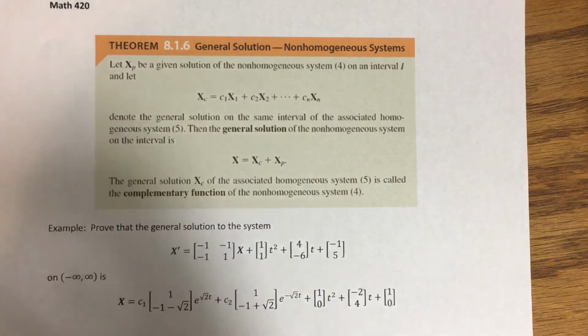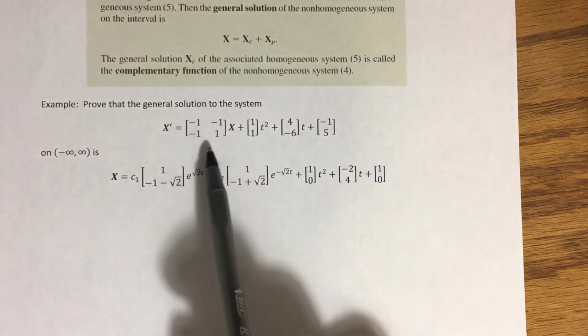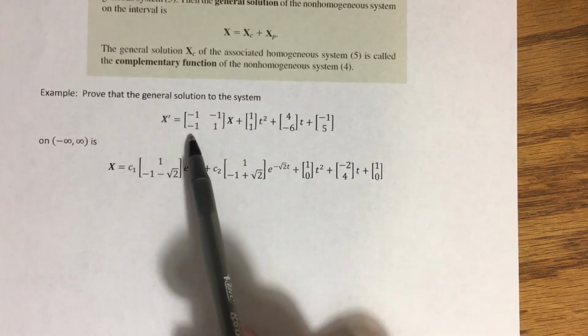Okay? And so here's an example to sort of wrap things up here. We're given this system. X prime equals all of this.